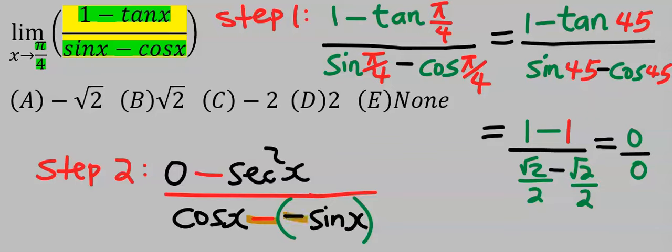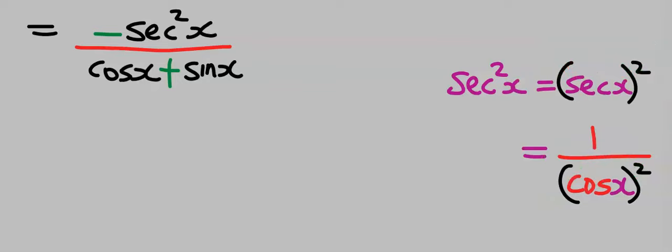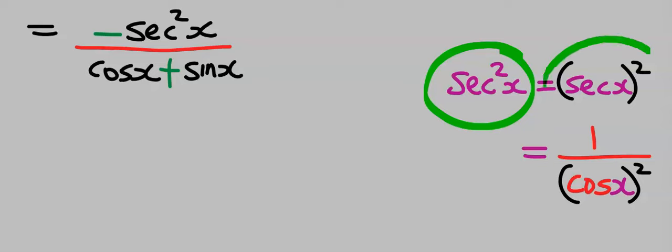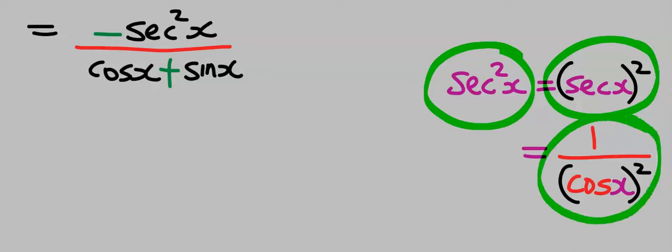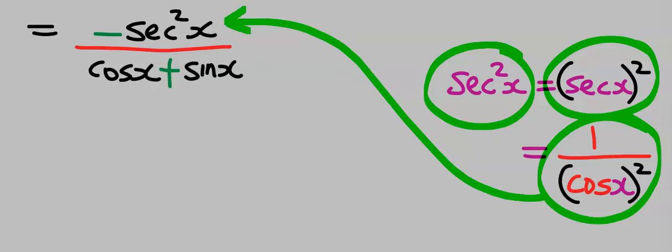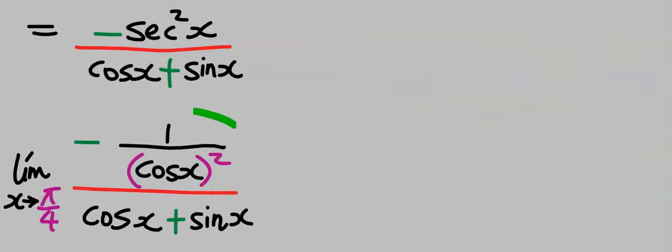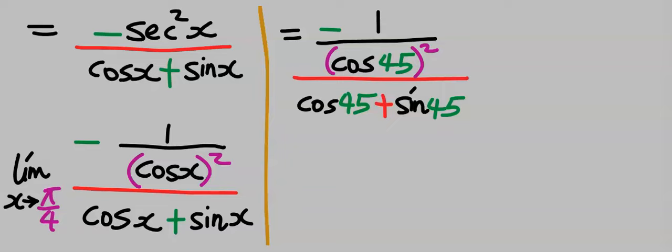Minus multiplied by this minus is going to give you plus. In trigonometric identity, sec square x is the same thing as sec x all squared, and is the same thing as 1 over cos x all squared. Hence, I'm going to use this to replace this at the numerator. Next, we take the limit, that is, wherever I see x, I'm going to replace it with pi over 4.